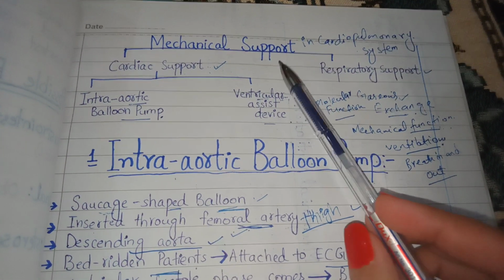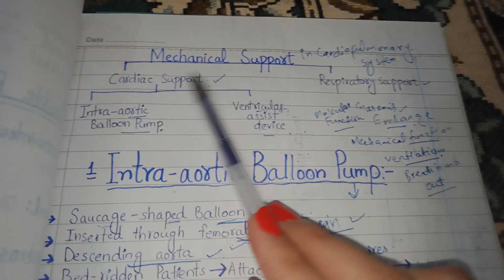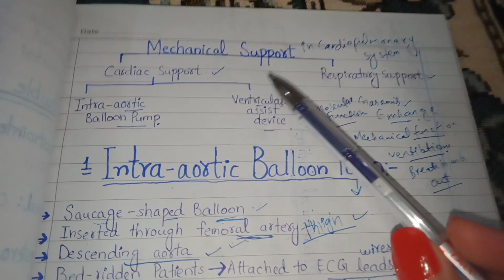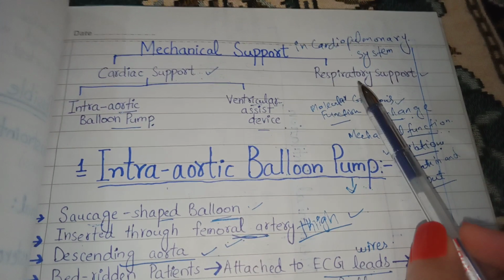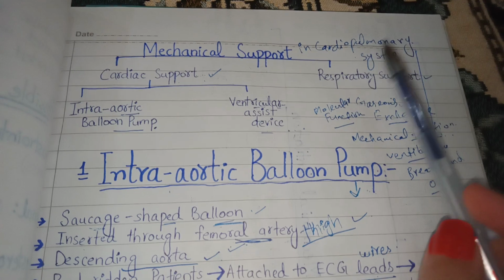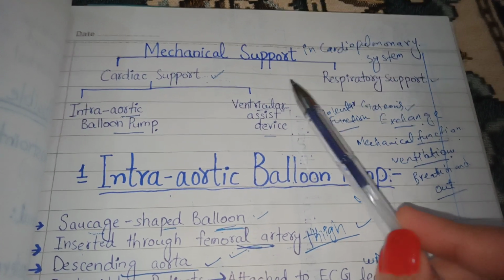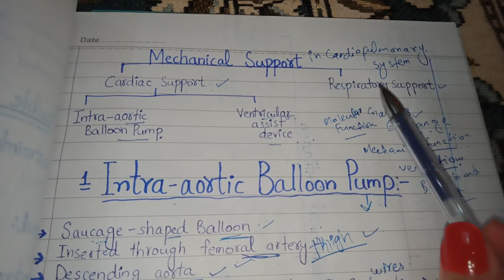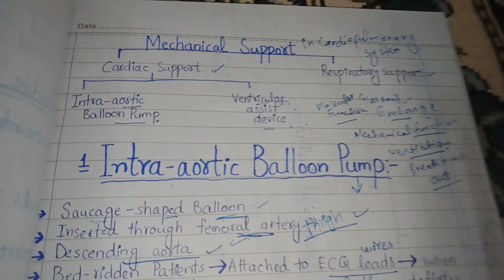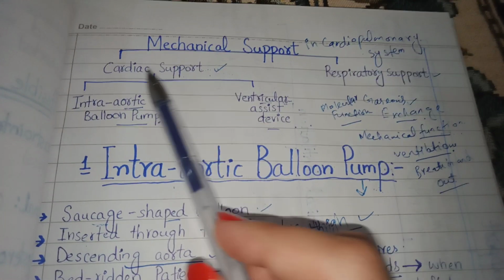In the previous video we discussed mechanical support. We discussed the basic introduction of mechanical support. Then we discussed two types of mechanical support, that were cardiac support and respiratory support, and then we discussed further types of cardiac support and respiratory support. Now we will discuss cardiac support.